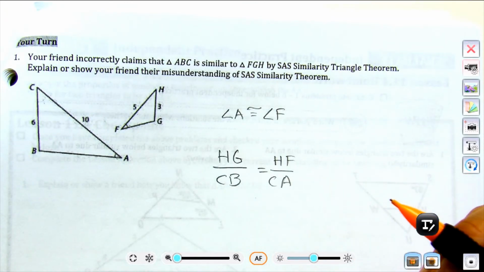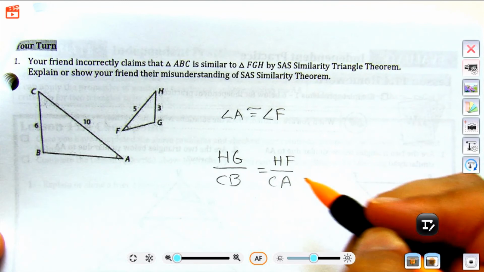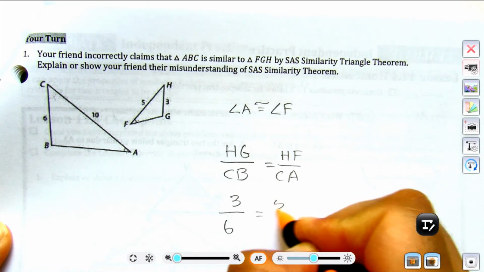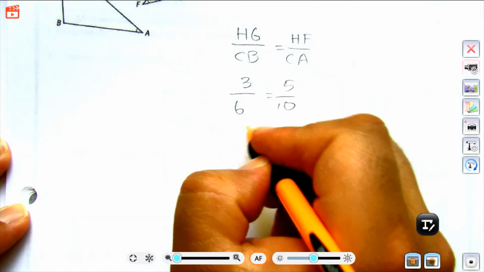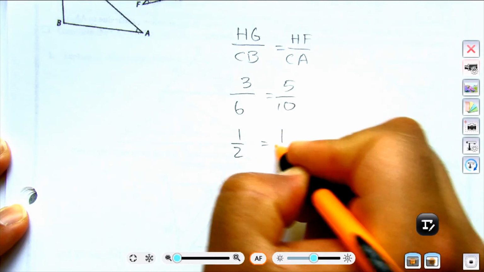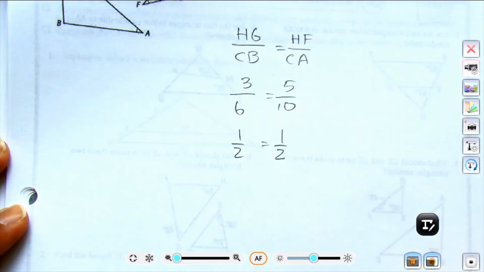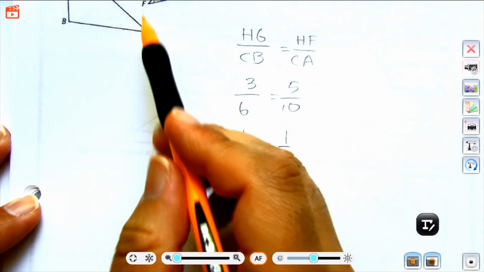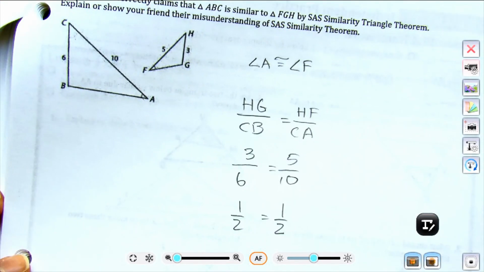Then substituting the values, we get 3/6 equals 5/10. Reducing both, I get 1/2 equals 1/2. So we have two proportional sides, and then we have an angle that's congruent.